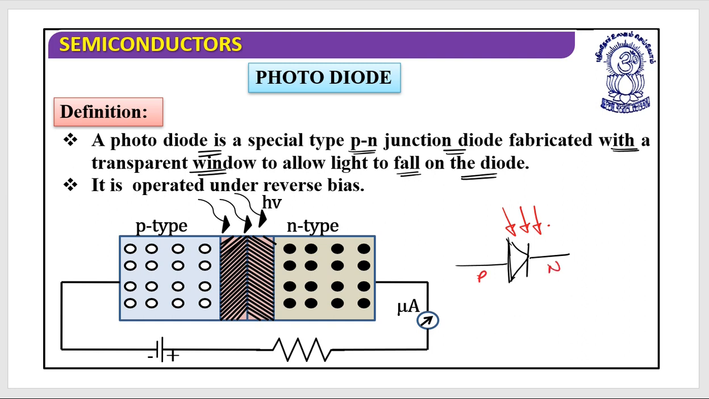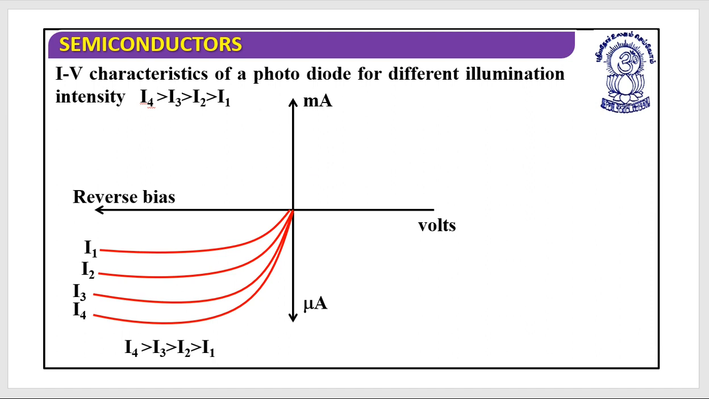This is a PN junction diode, and it is operated under reverse bias condition. This is another very important characteristic of the photodiode, because mostly a diode works in forward bias, while this is a diode which works efficiently in reverse bias. This is the V versus I characteristic of a photodiode. For different illumination intensities I1, I2, I3 and I4, the photocurrent passed through the diode is different.